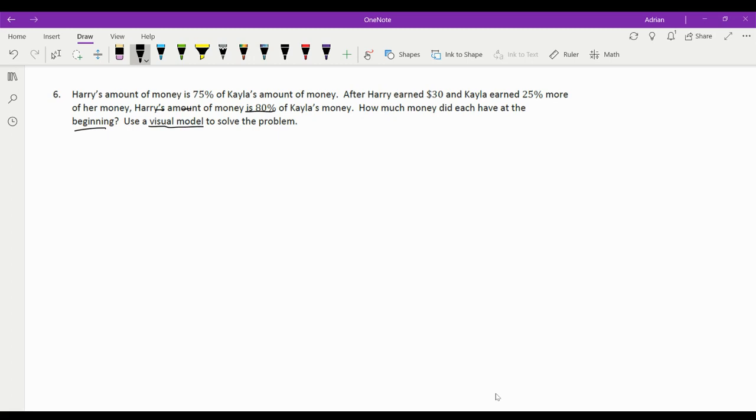A visual model. And I'm going to use tape diagrams. So I'm going to represent Harry and Kayla using tape diagrams. I'm going to have Harry be blue, and please mind my tape diagrams.